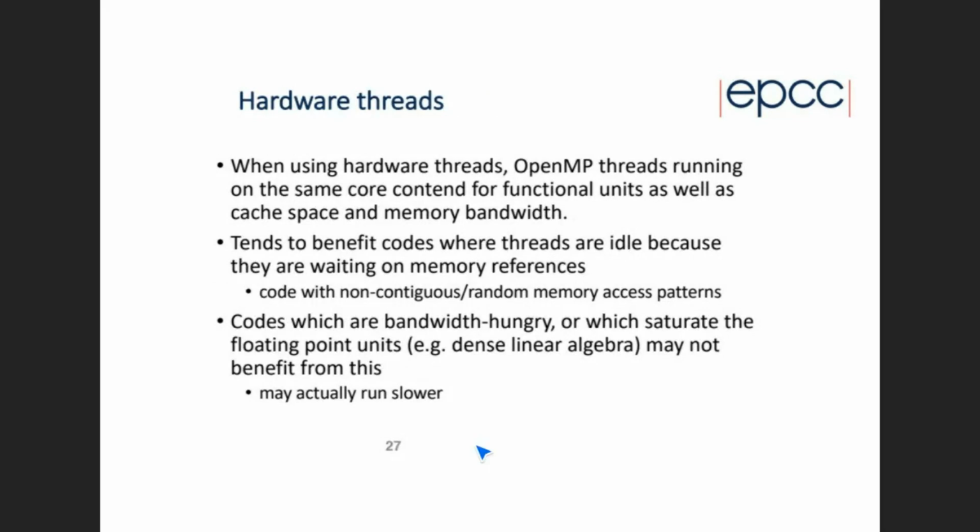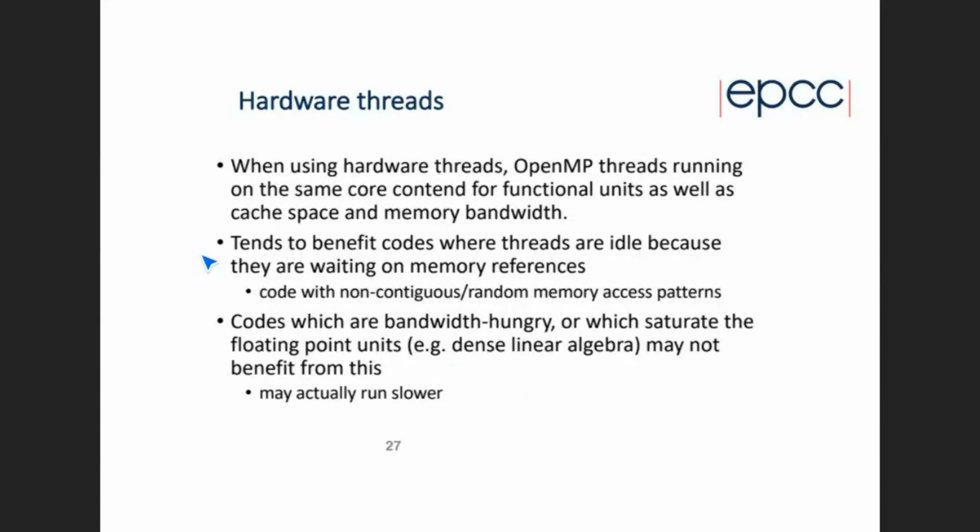Okay, so we've already talked a bit about hardware threads, but just to recap here. If we use hardware threads, so we have multiple OpenMP threads running on the same core, then they will contend for the functional units, so things like particular floating point units. Most application codes don't benefit from you doing that.